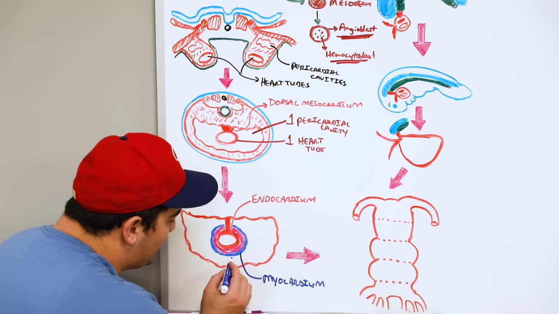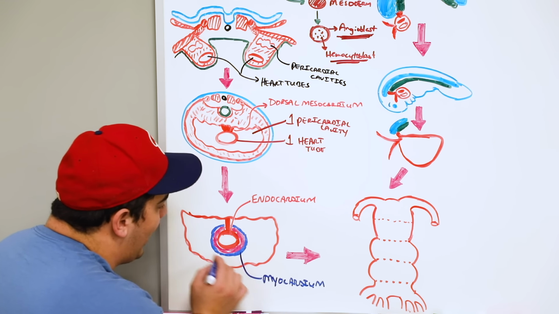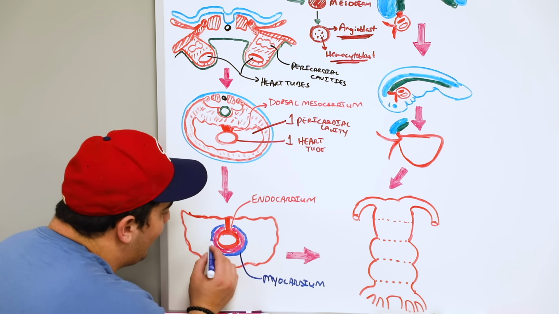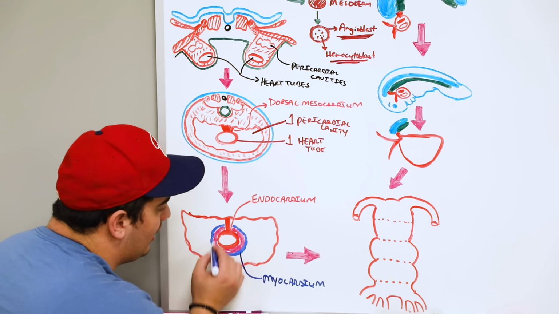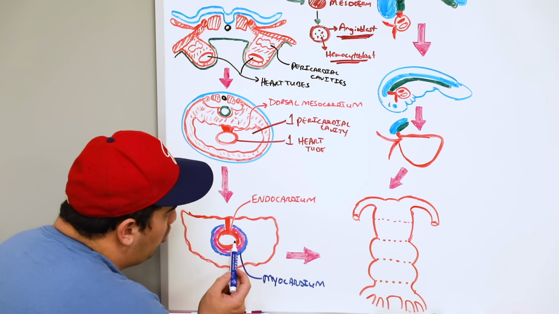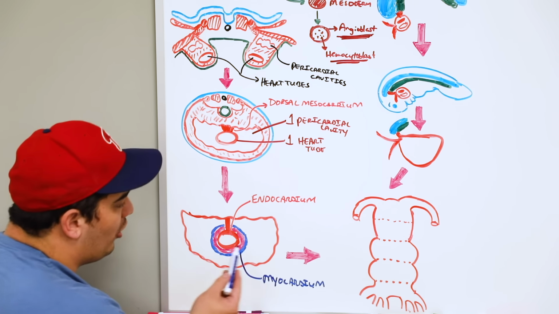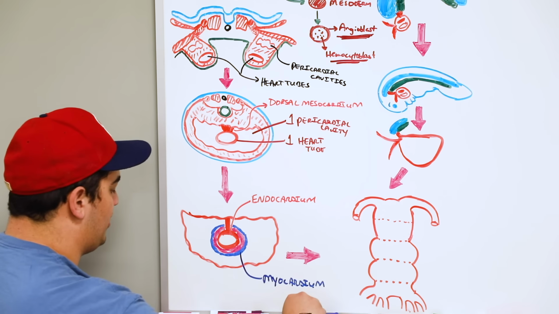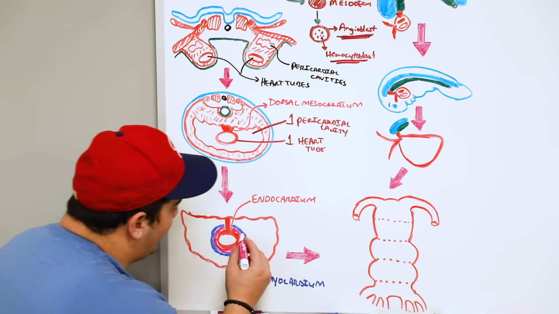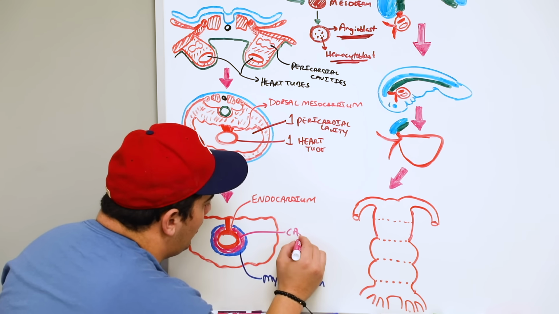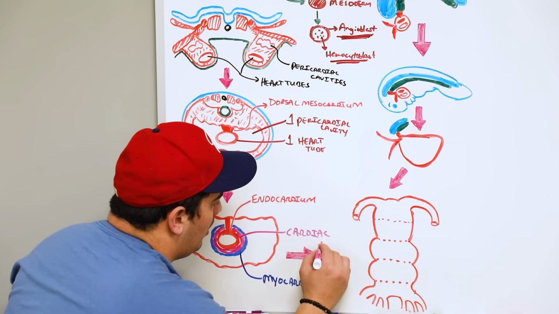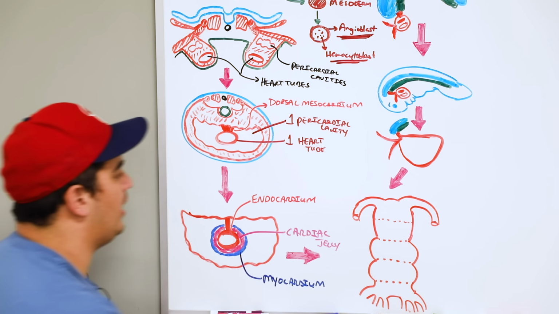Now, what's very interesting is that these cardiac myoblasts start secreting a little connective tissue or jelly-like substance which forms between the endocardium and the myocardium. What is that pink jelly substance which is made by the myocardium? That is called the cardiac jelly. Not even joking, it's called the cardiac jelly.